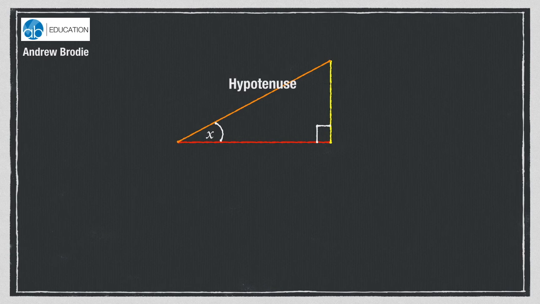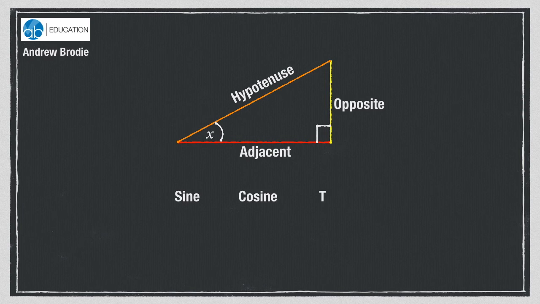The long side is called the hypotenuse. The side next to the angle we call the adjacent because adjacent means next to. The side opposite the angle is not surprisingly called the opposite, and it's the only side that doesn't touch the angle. We use sine, cosine and tangent, otherwise known as sin, cos and tan.